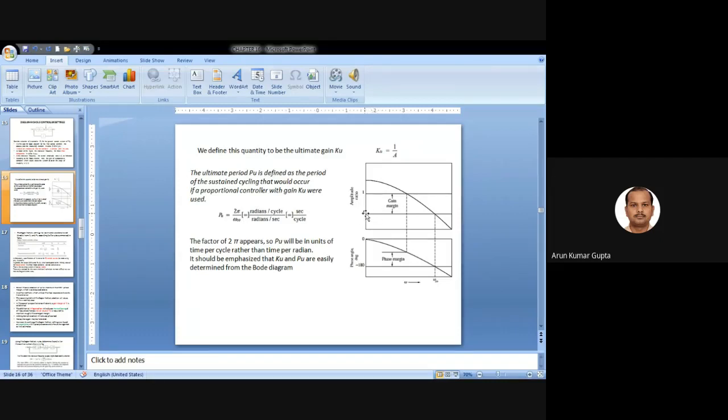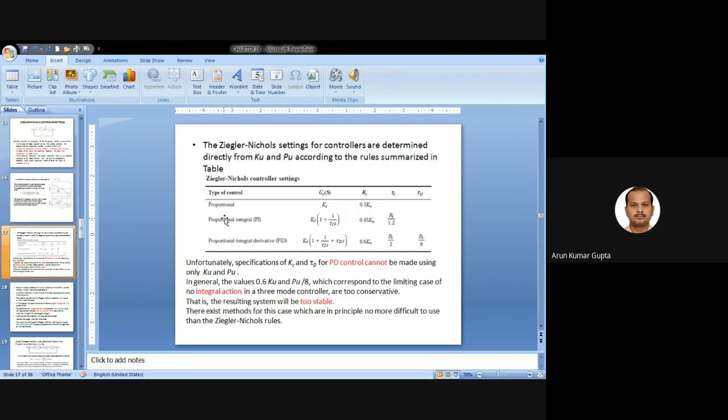Now once you know the value of A, you can find Ku. Ku is defined as 1 upon A, and we define Pu. Pu is basically 2 pi upon omega Co, the crossover frequency. So once we know the two parameters Ku and Pu by the Bode criteria, we can find the other parameters from a given table.